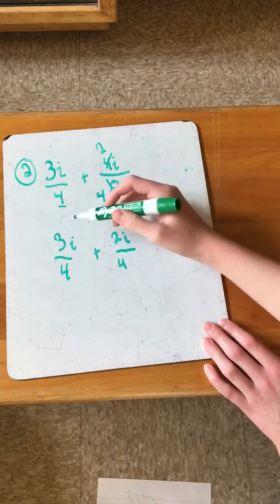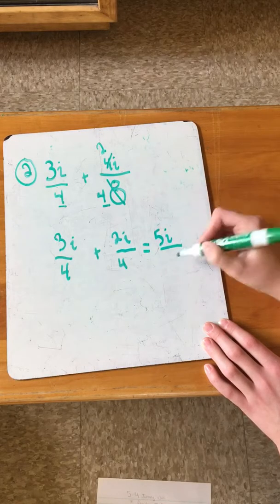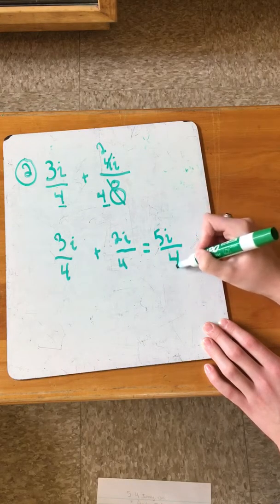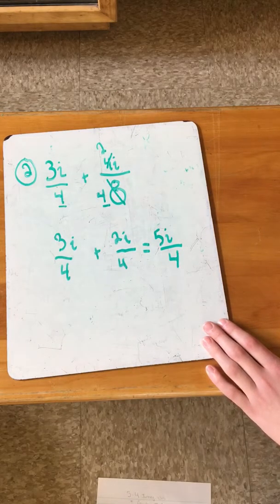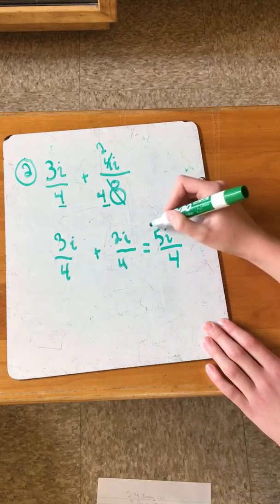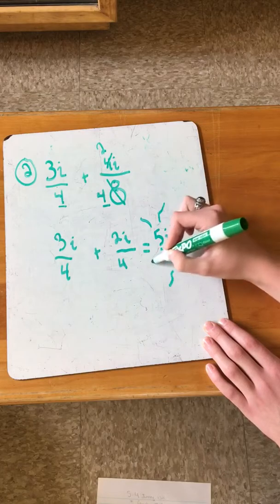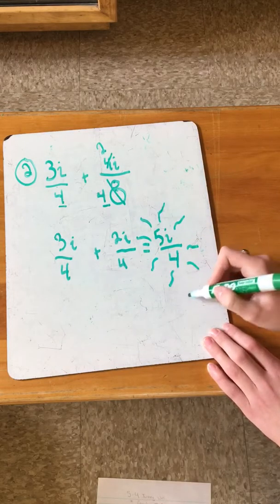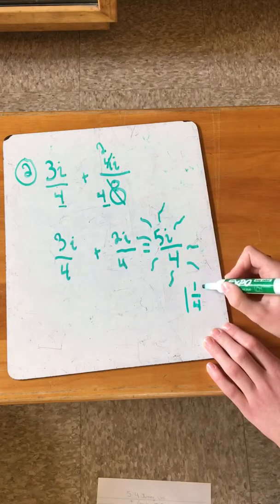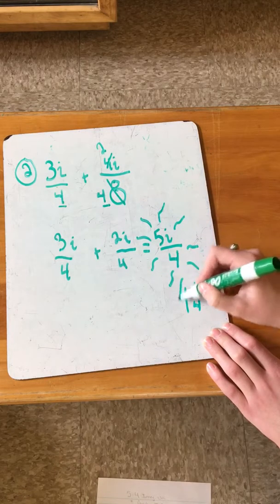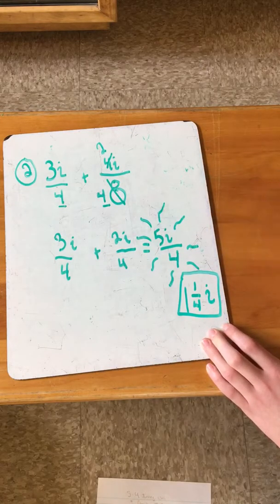Now to do this again, you just add like terms. So it's 5i, and you keep the denominator the same, over 4. Now this is your final answer. You can do nothing more with it. This is an improper fraction, however, so you can, if you would like, turn it into a proper fraction of 1 1/4 i. They're the same answers, but simply different forms.